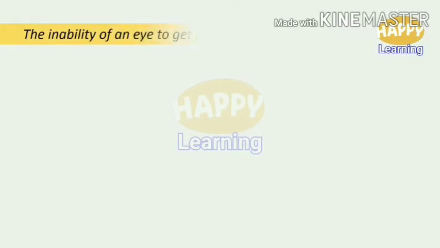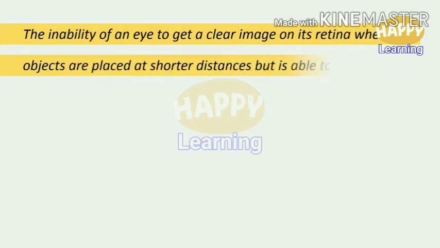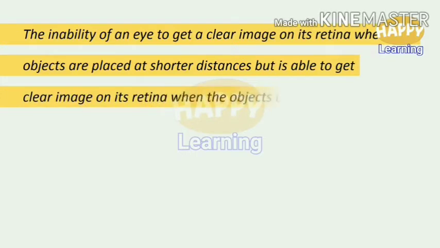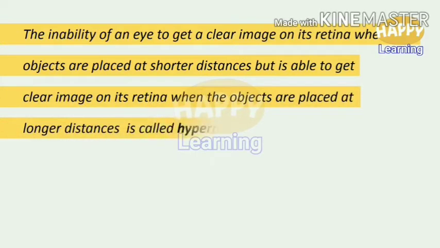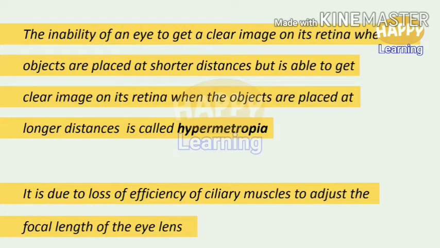The inability of an eye to get a clear image on its retina when the objects are placed at shorter distances, but being able to get a clear image on its retina when the objects are placed at longer distances, is called hypermetropia. It is due to loss of efficiency of the ciliary muscles to adjust the focal length of the eye lens. What can we do to correct hypermetropia?